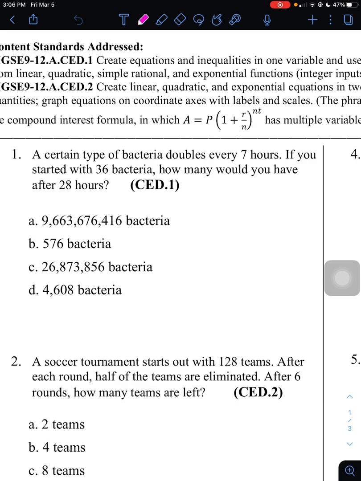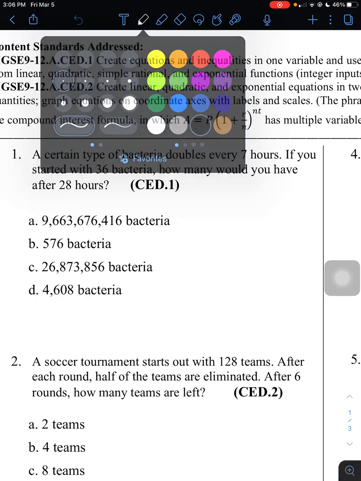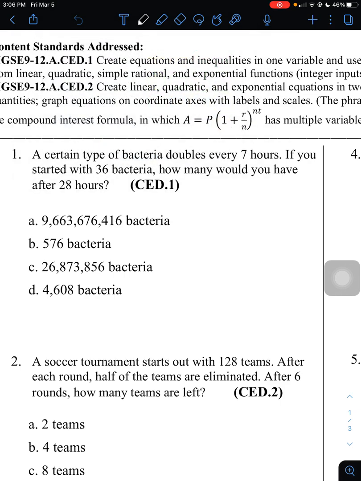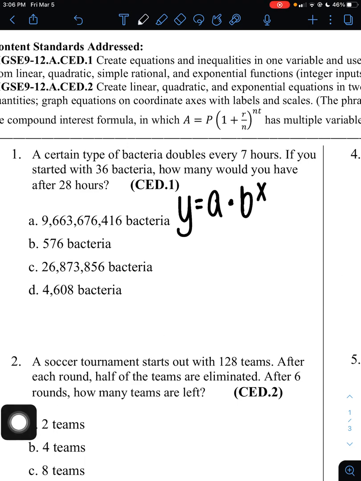So number one says a certain type of bacteria doubles every 7 hours. And if we started with 36 bacteria, how many would we have after 28 hours? So what I'm going to do first is just go ahead and write out my exponential function. I know that the exponential function general format is y equals a times b to the x. A is our initial amount.